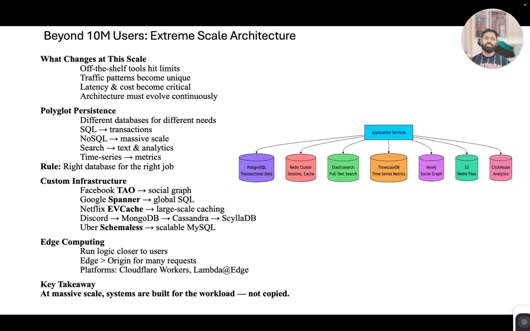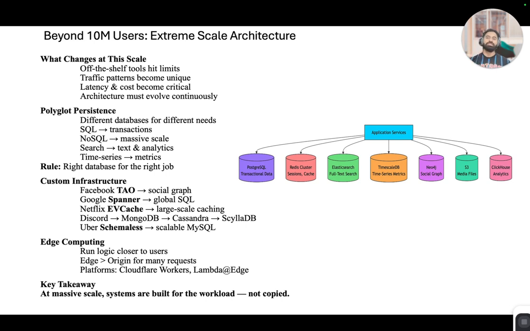So the predefined infrastructure will not work. You have to go with very expert people to design a custom infrastructure. Why does scaling get hard after 10 million users? This is something you should know.